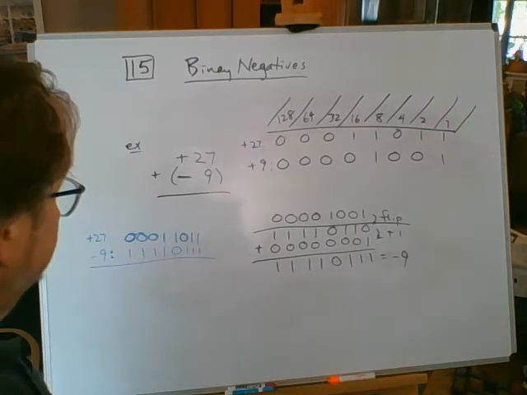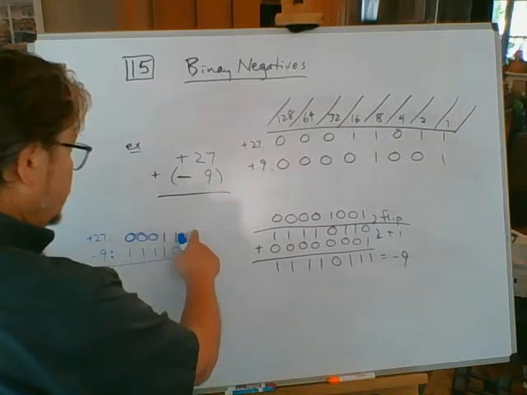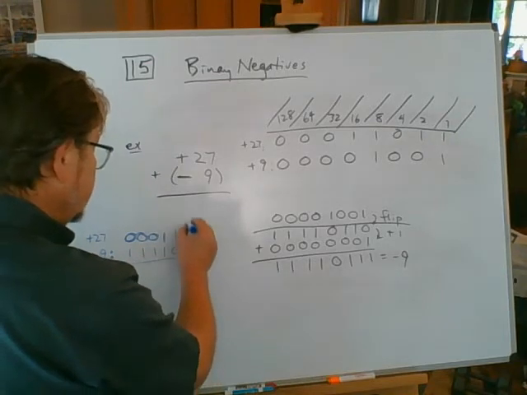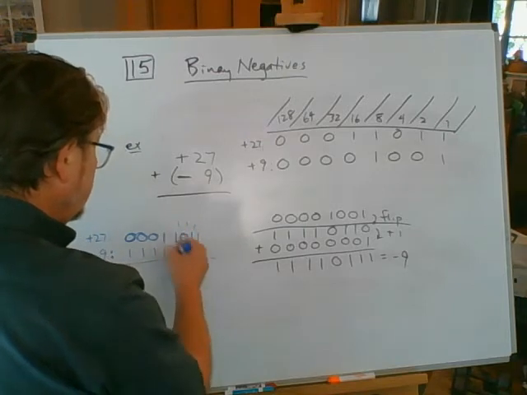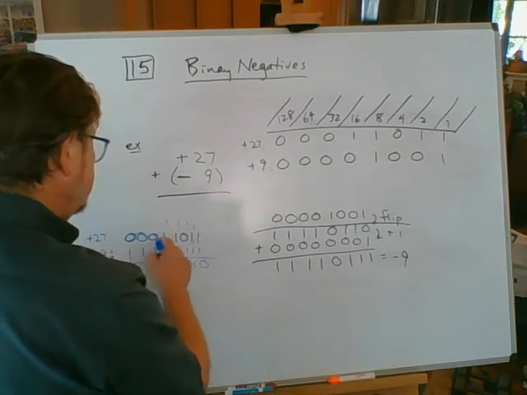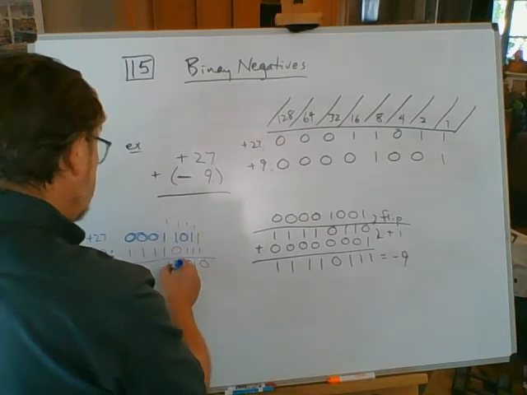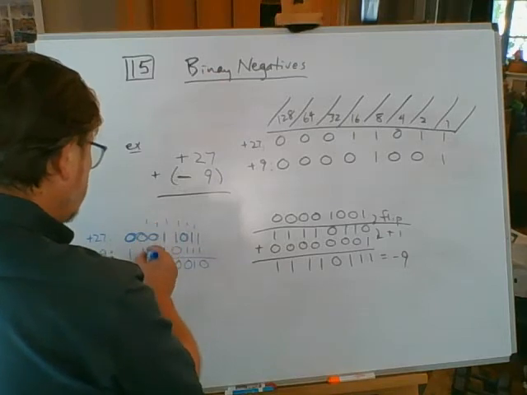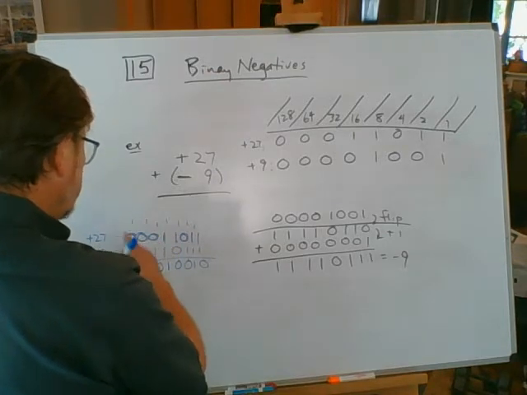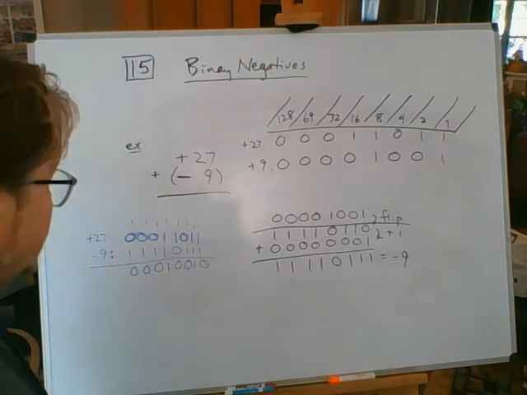My, oh my, oh my. 1 plus 1, that's 2, but I put a 0, carry a 1. 1 plus 1 plus 1 is 3, I put a 1, carry a 1. 1 plus 0 plus 1 is 2, put a 0, carry a 1. 1 plus 1 is 2, put a 0, carry a 1. 1 plus 1 plus 1 is 3. Put a 1, carry a 1. 1 plus 1 is 2, 0, carry a 1. 1 plus 1, 2, 0, carry a 1. 1 plus 1 is 2, 0, carry a 1. And I won't even draw it over here. It falls off the edge.